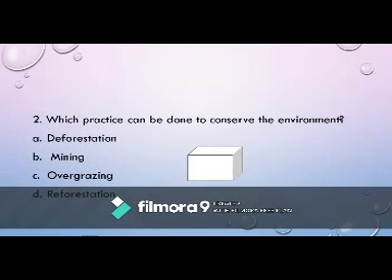Number 2. Which practice can be done to conserve the environment? A. Deforestation. B. Mining. C. Overgrazing. D. Reforestation. Put the answer.